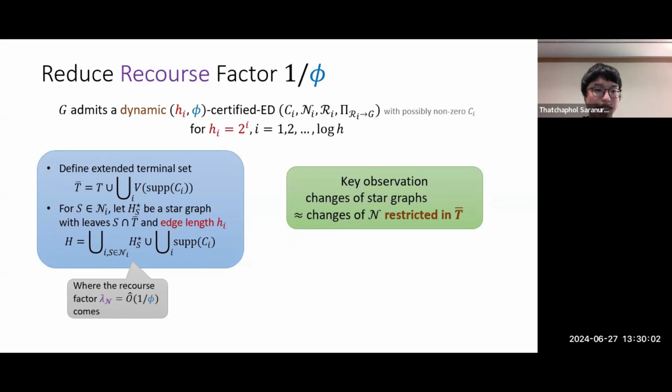for the changes of the vertex classifier, actually we can do a better analysis. It actually only depends on the changes of the pairwise cover restricted to this extended terminal set. So basically, if a vertex is not a terminal, then no matter how many times it goes in and out of a cluster, it will not change the vertex classifiers. So basically, we just need to bound the recourse of the pairwise cover restricted to the terminal set T bar.